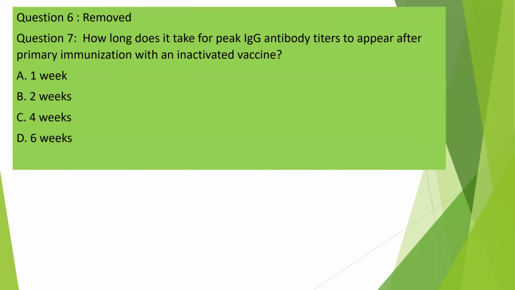How long does it take for a peak IgG antibody titer to appear after primary immunization with an inactivated vaccine? 6 weeks? No, 4 weeks. Yeah, 4 weeks.